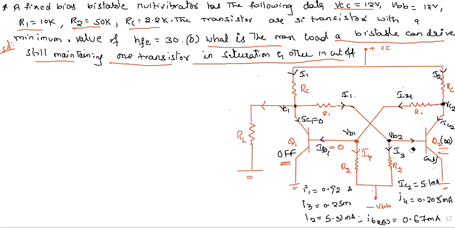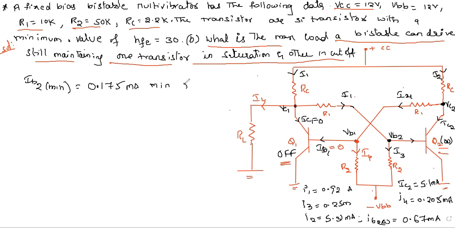Now, as some load is connected over here, I am assuming the current flowing through it is IL. Because of this, the I1 that previously flowed completely into R1 will never happen now. But this transistor should be in saturation. So the minimum required current to maintain the transistor in saturation, IB2 minimum, is 0.175, which we already calculated.